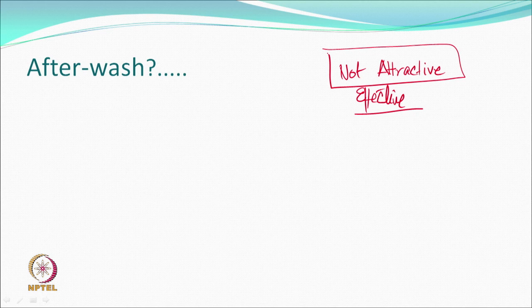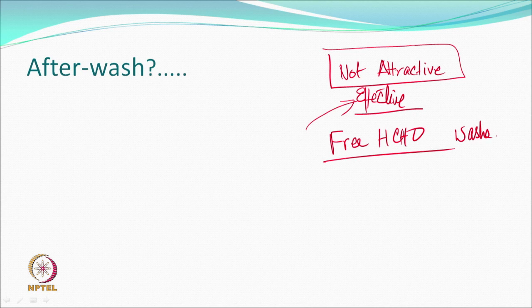So, what do we do? Should we forget about it? But no, it is an effective process. And what is the effectiveness of this? That anything which is free formaldehyde will be washed off surely. Of course, therefore, it becomes effective. So, anything which is free on the fabric will be washed off. If that happens, then obviously, we will be having less amount of formaldehyde to be released and we can be happy about it.